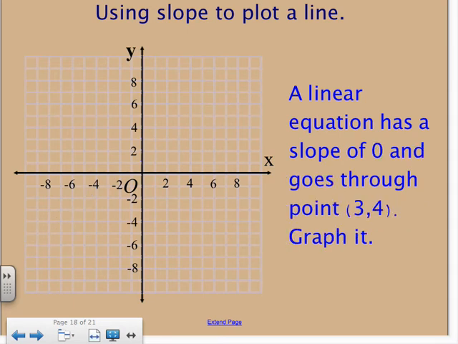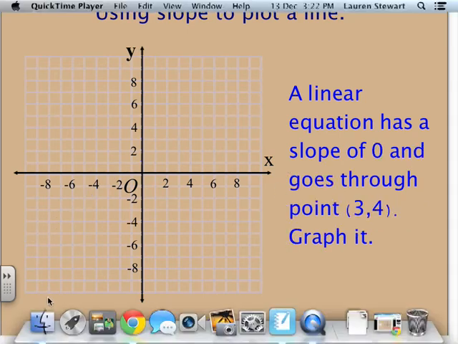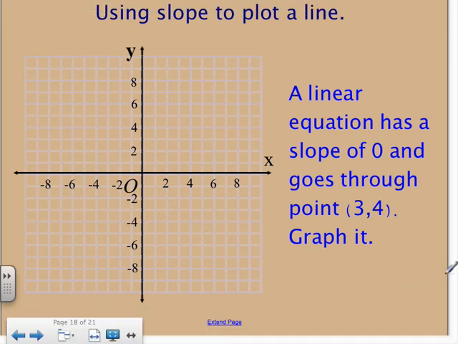All right, go ahead and pause it, try this one on your own, and then hit play to see how you're doing. So you have your starting point of 3, 4. And this time you have a slope of 0. Remember what I said in the earlier slides? Slope of 0 is just a horizontal flat line. It doesn't go up or down at all. So you could just draw little points all along there, but really you just draw the straight line. So as soon as you know it has a slope of 0, you know that's a horizontal flat line.